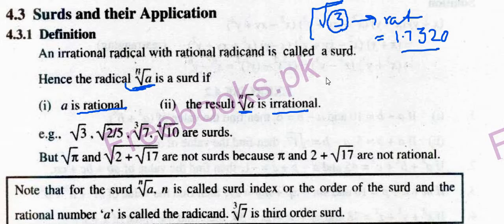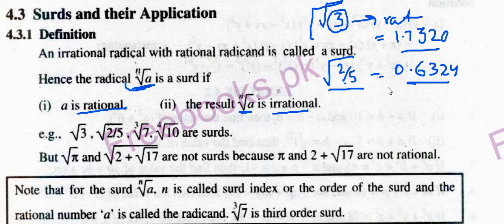Example number 2: 2 by 5. 2 by 5 is a rational number. We all know that rational numbers can be written in the form of P by Q, where Q must not equal 0. What is the answer for 2 by 5? That is 0.6324. That means this is also a surd because A is rational and the result is irrational.